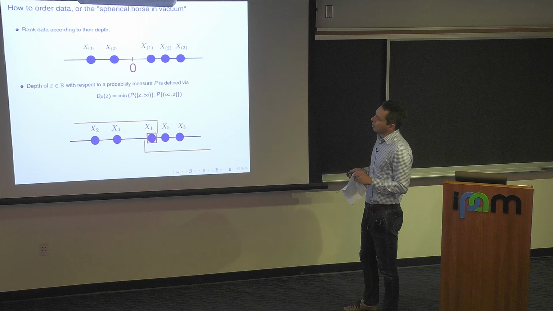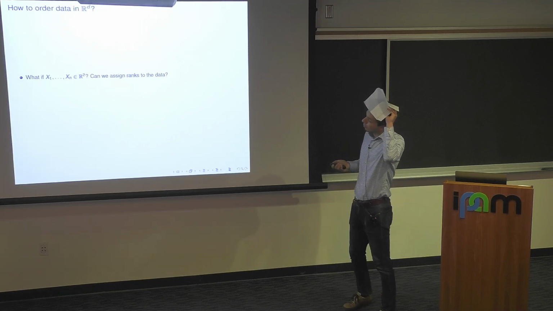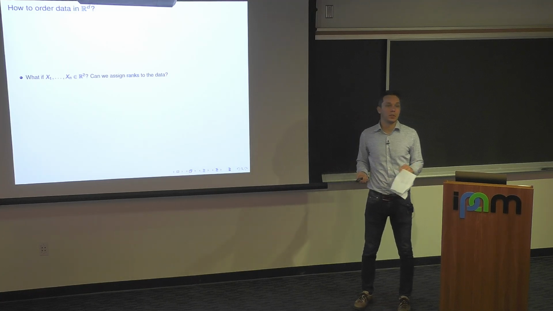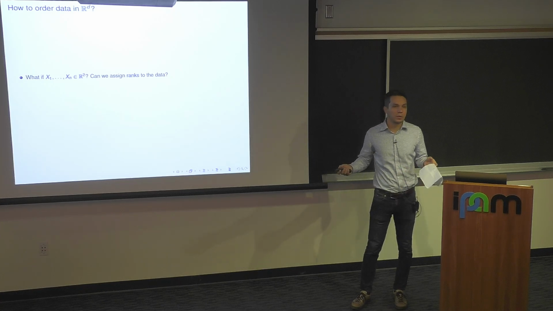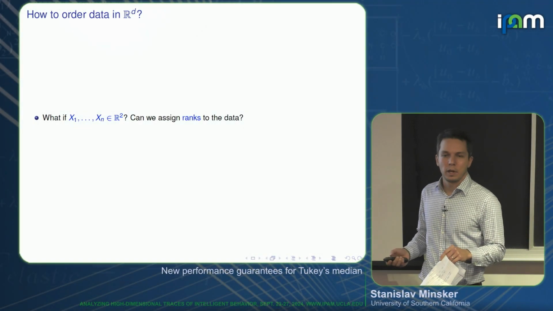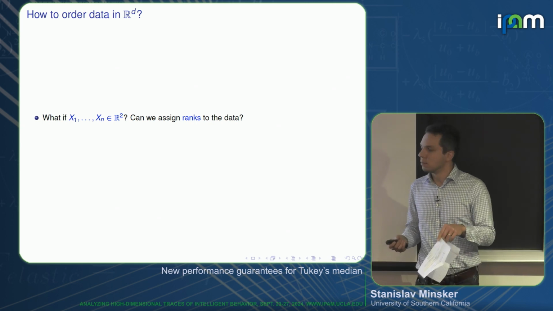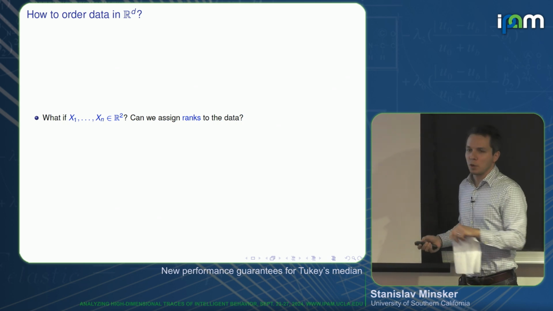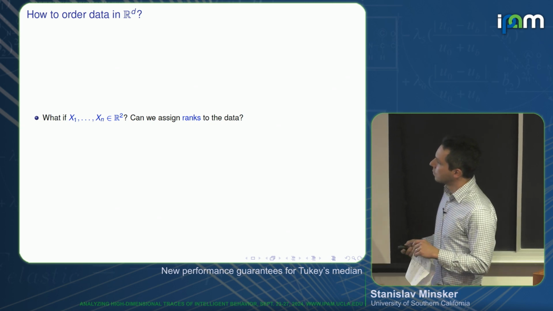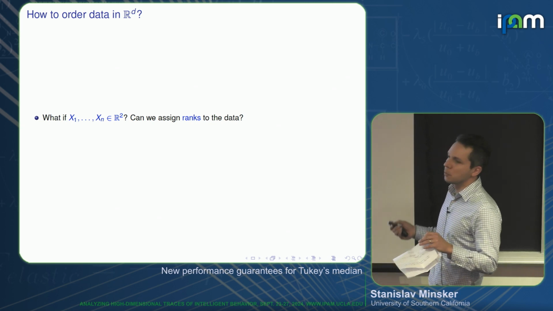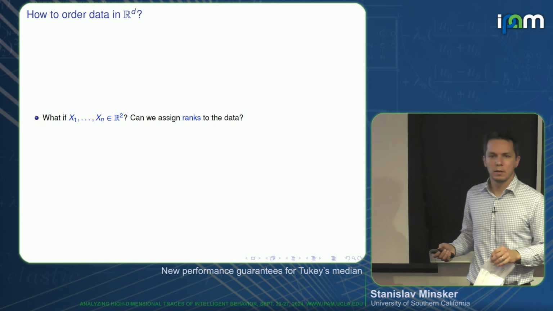Okay. Now, what about the case of a plane, or more generally, higher dimensional space? How do we assign ranks in this case? Since there is no canonical ordering, well, you can try to do something naive. For example, try to order data according to each coordinate, but this is often not a good idea, at least because it will not be invariant with respect to the choice of coordinates, which I will talk more about later.